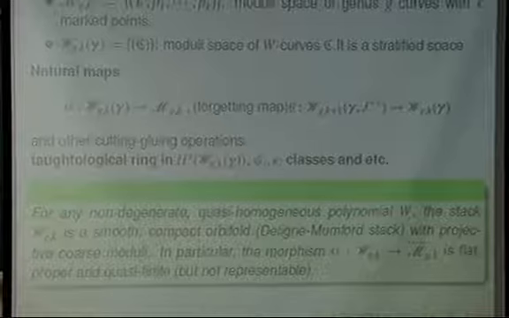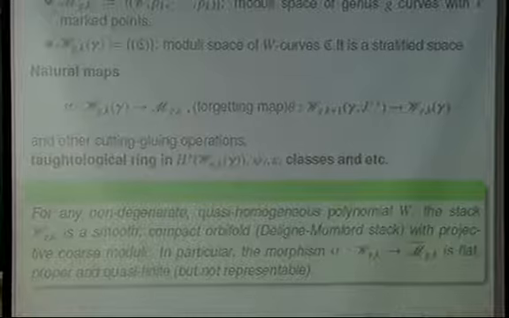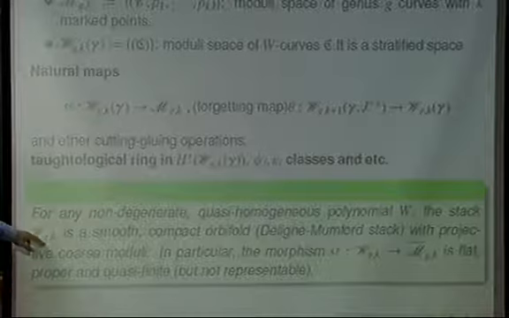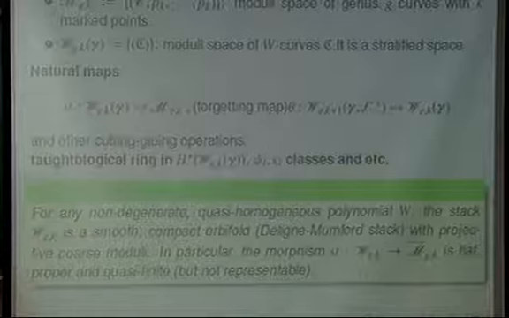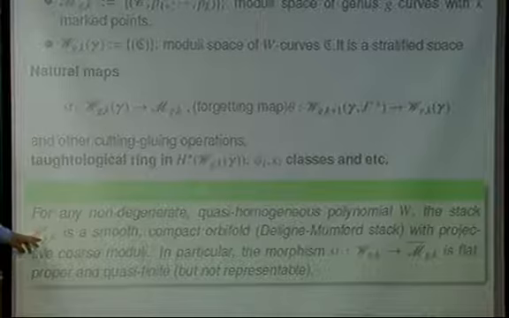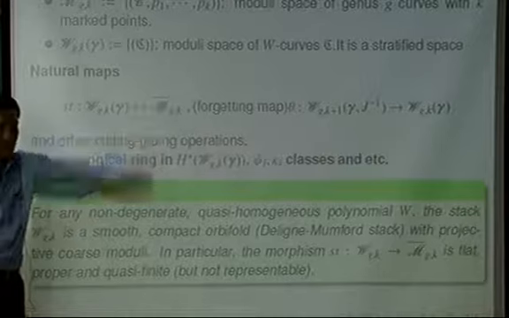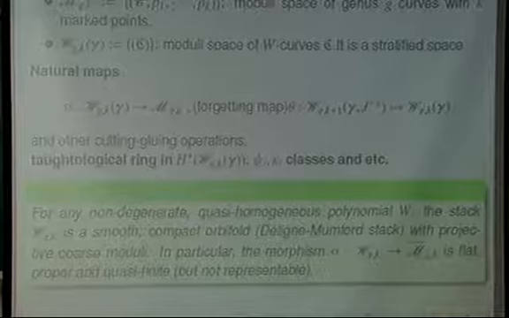Okay, so the following theorem says that this space WGK is a disjoint union of all the components. This is a smooth stack, so we have good properties. And this one is a branched covering of this one, so the dimension is the same as this one. It's 3G minus 3 plus K.